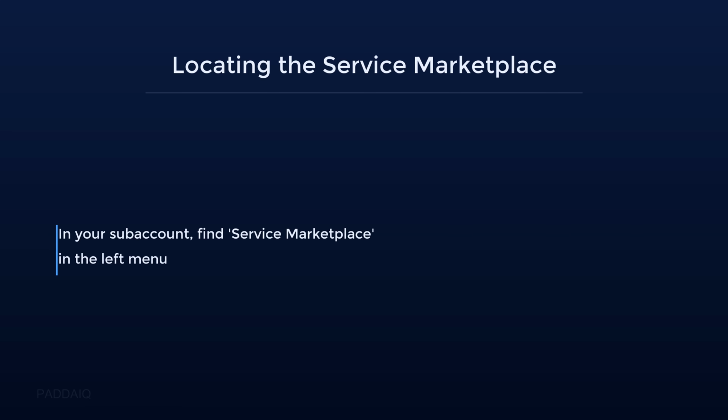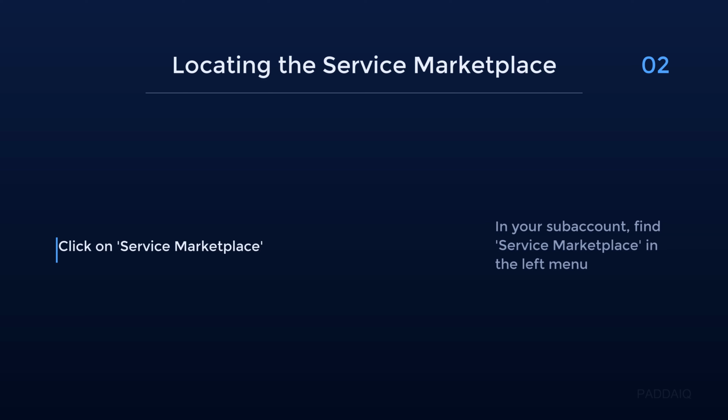Click on Service Marketplace. This is where you find all available BTP services to enable for your account. For instance, if you need a database, you locate and activate the SAP HANA service here. This action is your starting point for provisioning any service you require.